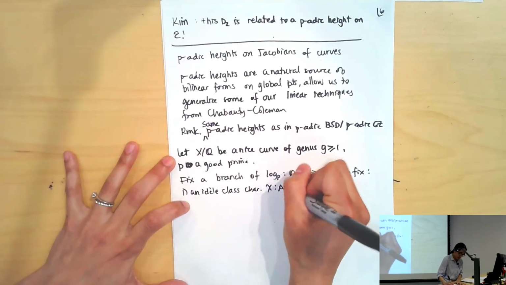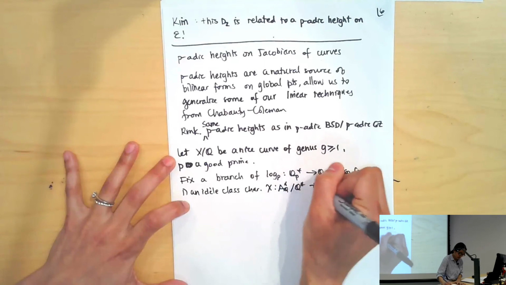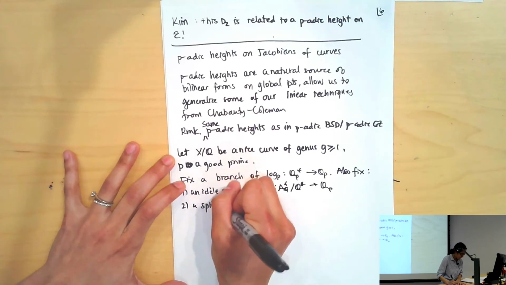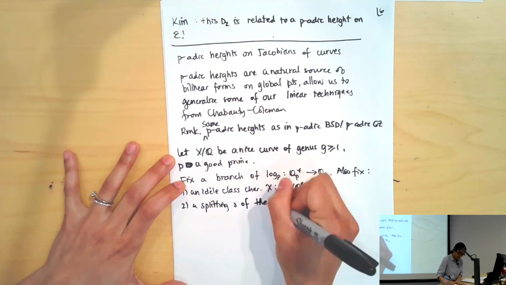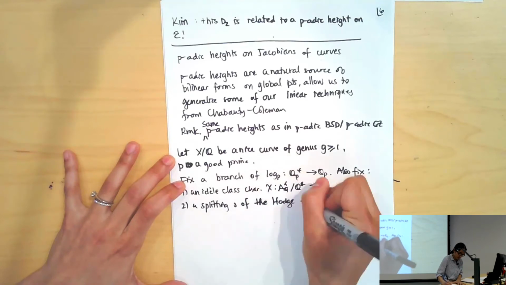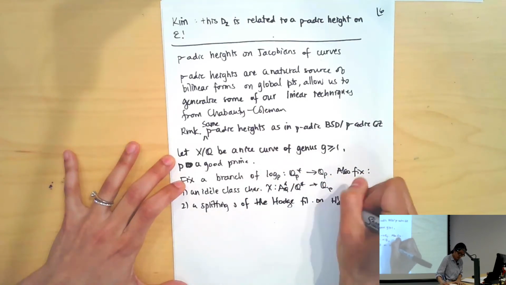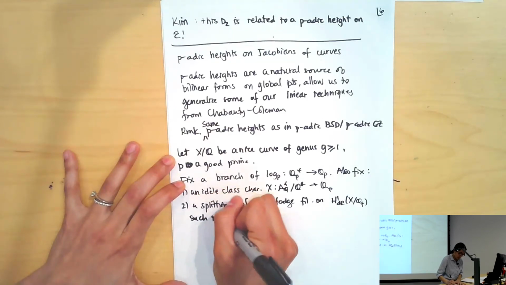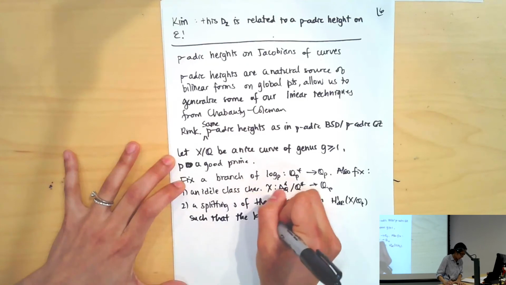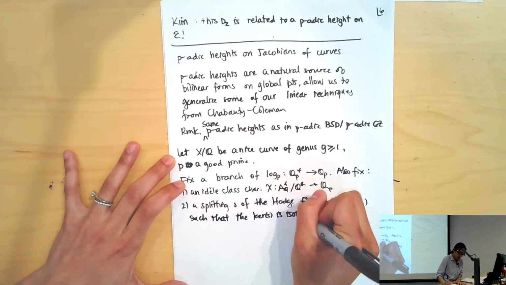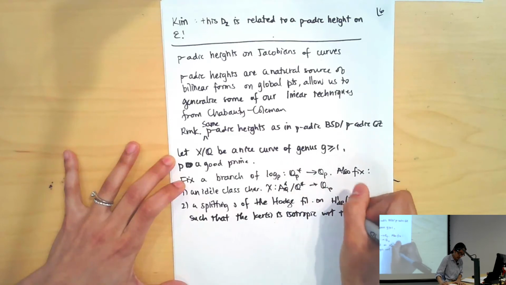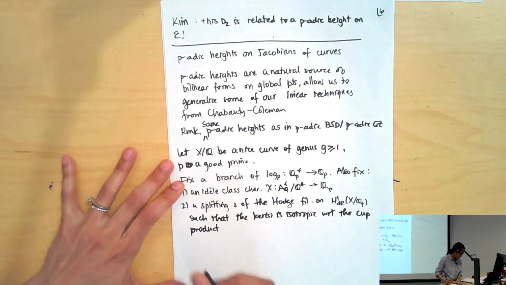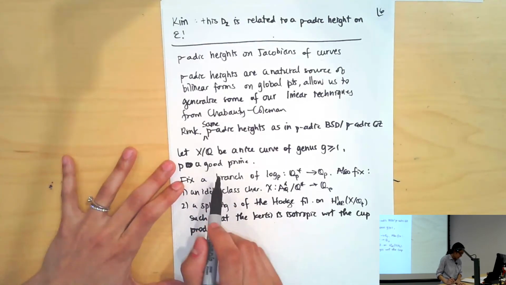Chi, and a splitting of the Hodge filtration on H1 de Rham, such that the kernel is isotropic with respect to the product on H1 de Rham. So we'll take chi to be the cyclotomic character.